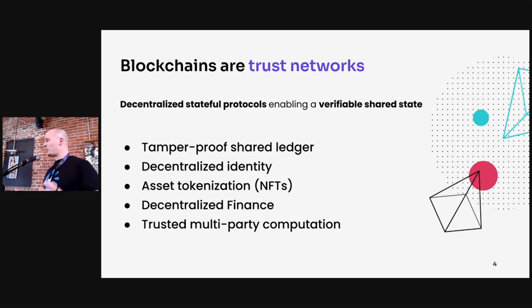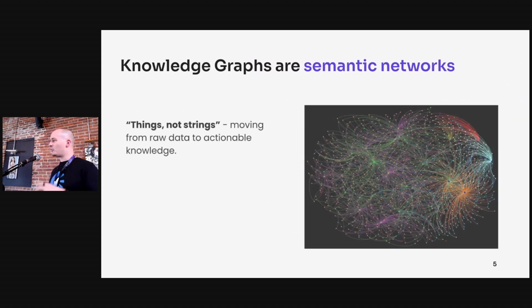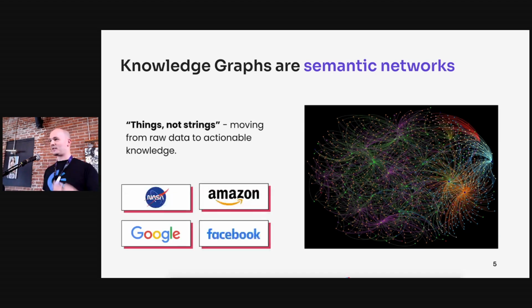With all of the bottlenecks, we know about them, but essentially it's a trust network. Knowledge graphs, on the other hand, are semantic networks. And what that really means is that we're moving, as Google says, from this notion of strings and going towards things. So "things, not strings" is the easiest way to explain it.